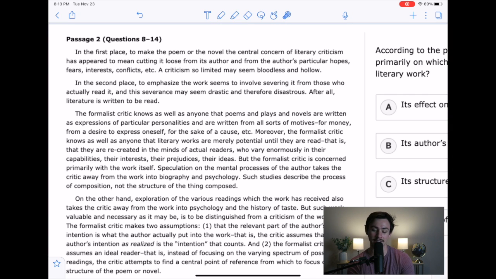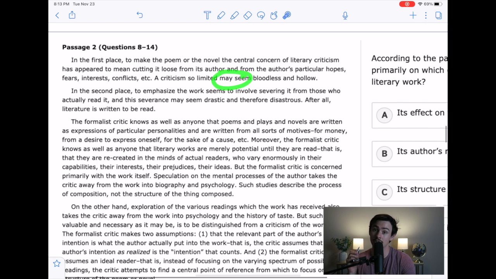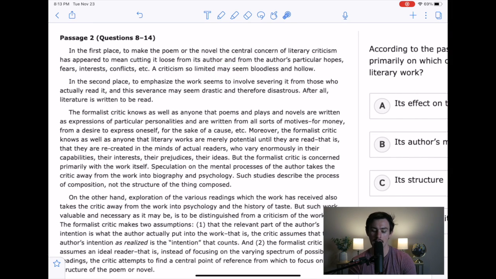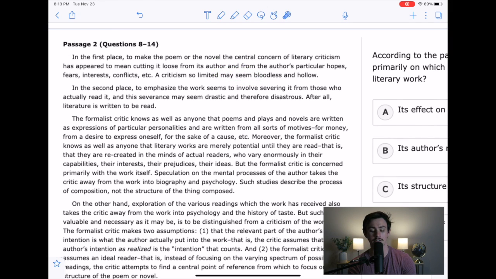No, right? It sounds like I'm about to say, it may seem like they had the best chicken sandwiches, but actually you're wrong, it's Popeyes or something like that. So they kind of snuck this in, this "may seem." Okay, so this author is trying to say right off the bat, you may think that removing the author from criticism is bloodless and hollow. I don't think that. So right off the bat, I can already kind of catch a vibe.